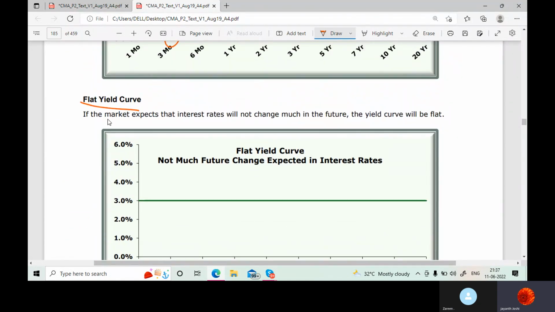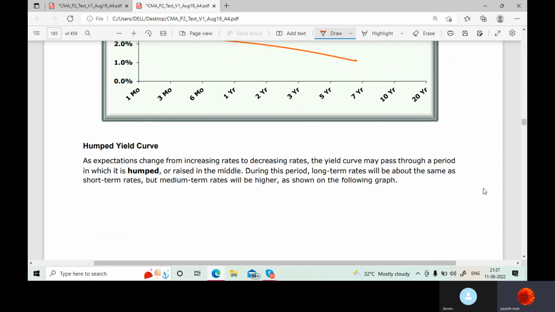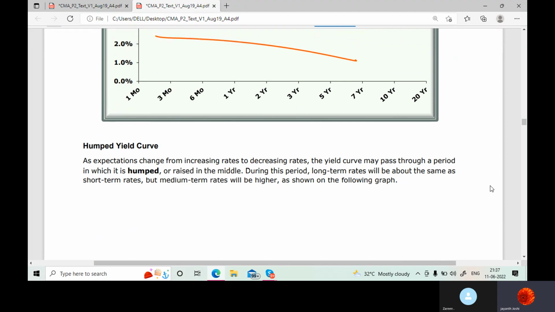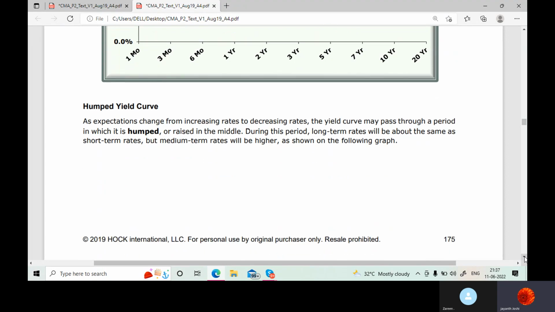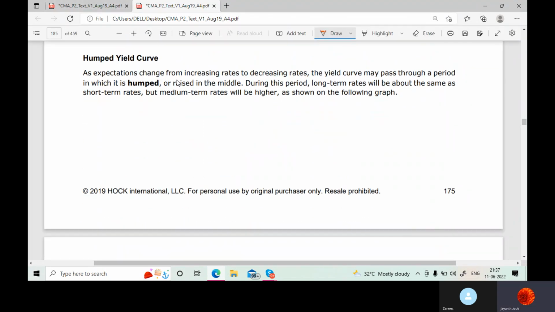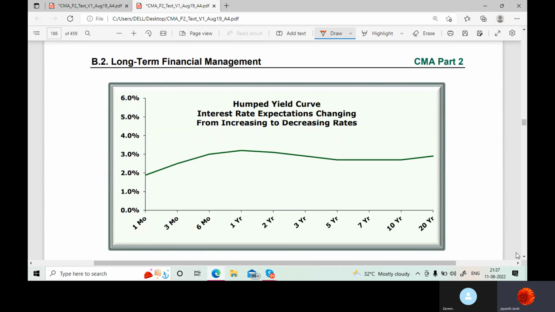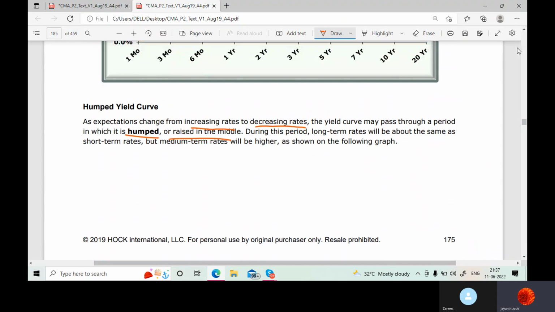So flat curve: if the market expects the interest rates will not change much in the future, you see a flat curve. That means demand and supply forces are at equilibrium there. Now, humped yield curve: as expectations change from increasing rates to decreasing rates, the yield curve may pass through a period in which it is humped or raised in the middle. This is nothing but the trends changing. As the demand is picking up for long-term funds, we see the curve going up. If the demand for long-term funds is going down, we see the curve going down. It's a combination of upward and downward curve.